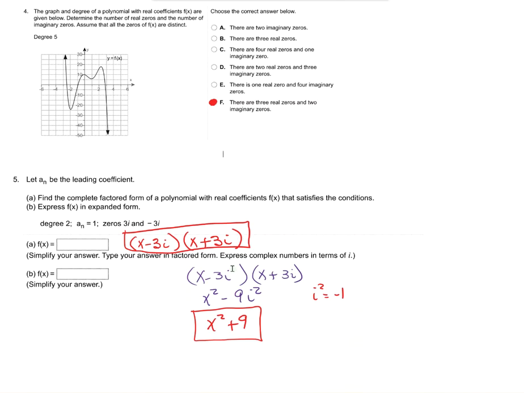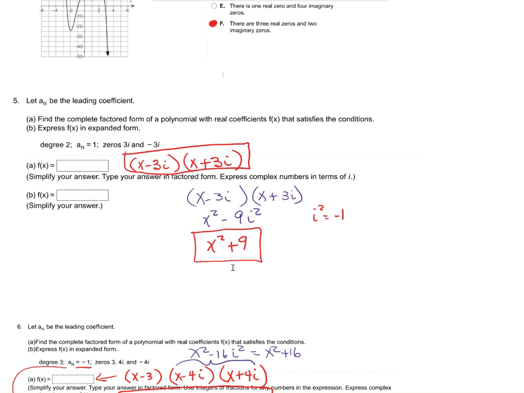Now number 5, find the complete factored form and then express it in expanded form. It tells you the zeros are 3i and negative 3i. So that's pretty easy. x minus 3i, x minus a negative, which will be x plus 3i. So here's our factored form. Parentheses, no comma between them. Then to expand it, we need to multiply those. So we have x squared minus 9i squared. And we remember that i squared is negative 1. So that changes this sign, so we have x squared plus 9.